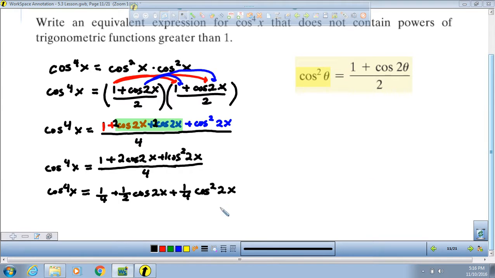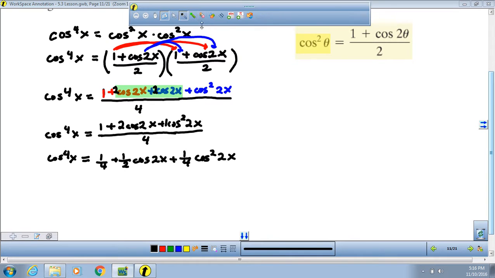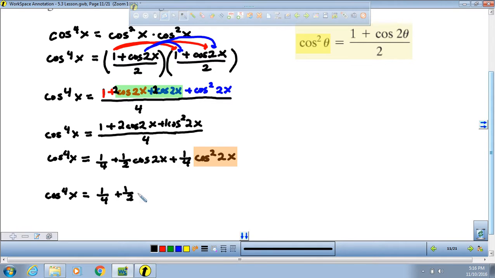Now the question to you is, have I reduced the powers to linear powers completely? And that will be a no, because we still have a cosine square at the end. So we're going to apply the same formula. We're using this formula right here. So we're going to get the following. Cosine to the fourth of x is going to be equal to 1/4 plus 1/2 cosine of 2x plus 1/4 times, and remember my denominator is 2 for this formula.